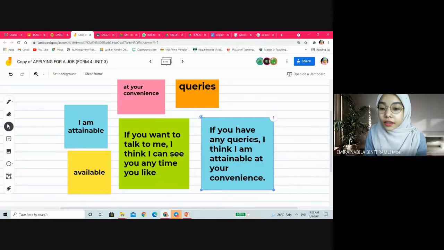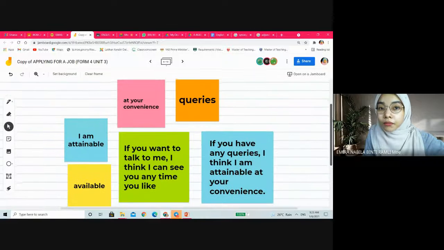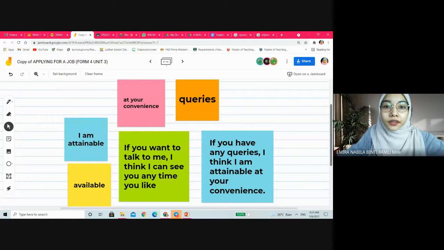Okay, and then I think I am attainable. So I think you can see me anytime, you tukar jadi I am attainable. Anytime, you tukar jadi your convenience. Okay, so that's how you change it from informal writing to formal writing. Good job there from Al-Irfan and everyone who has contributed to this Google Jamboard. Definitely check this Google Jamboard before your SPM or before your final year exam contohnya, so that you have some ideas.